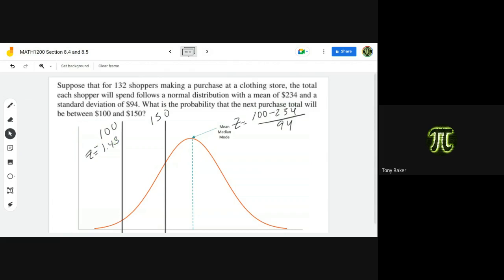And for this, it's okay. Yeah, if I'm getting like 100 minus 234, that's negative. Yeah, it's going to be negative. Okay, cool.